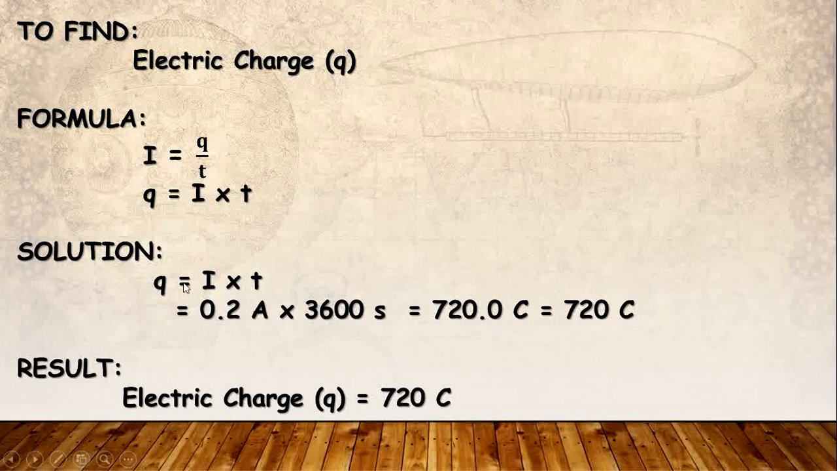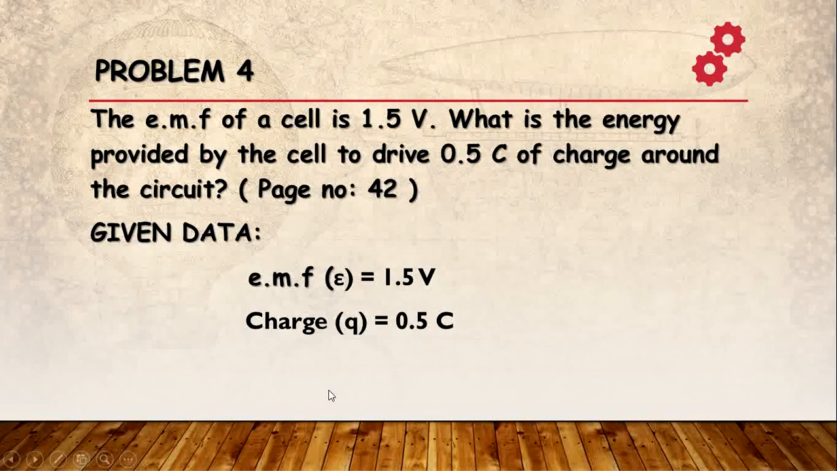Solution: Q is equal to I into T. The value for current I is 0.2 ampere into 3600 seconds. When we multiply 0.2 and 3600, we get 720 ampere seconds or coulomb. The units ampere second and coulomb are both equal. So the result: electric charge Q is equal to 720 coulomb.